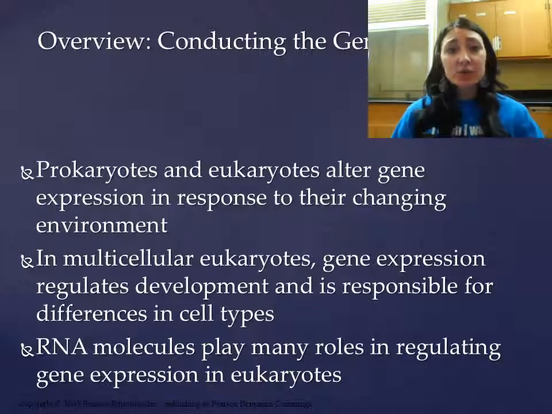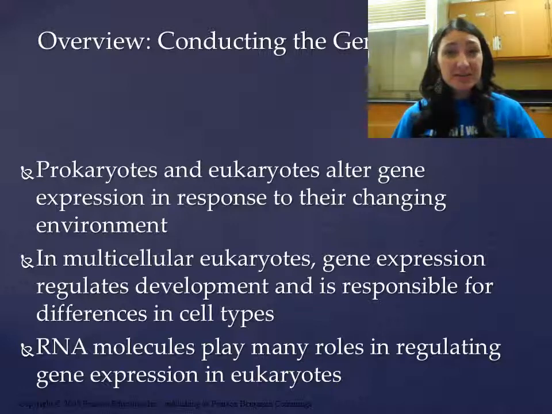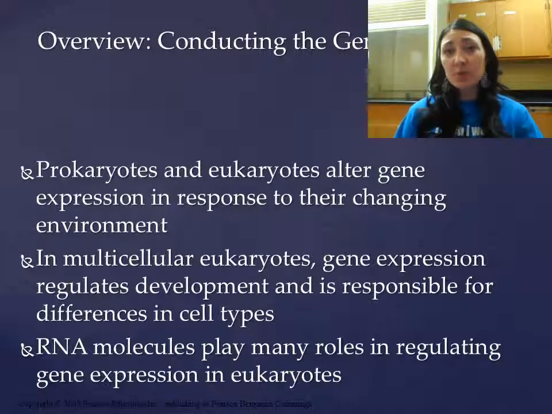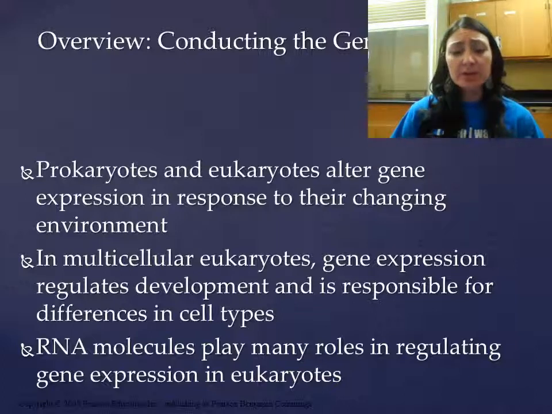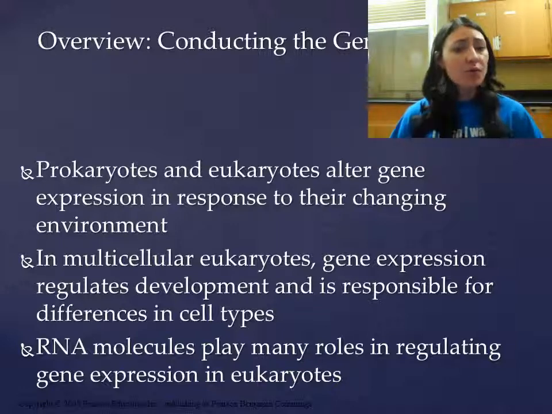With multicellular eukaryotes, gene expression is really important for the development of the organism and is also responsible for creating differences in cell types. So getting that signal that, hey, you're going to be a skin cell versus a liver cell, and expressing that particular gene to make it a liver cell, is controlled by gene expression and regulation. RNA also plays a role in regulating gene expression in eukaryotes, which we're going to find out a little bit later.